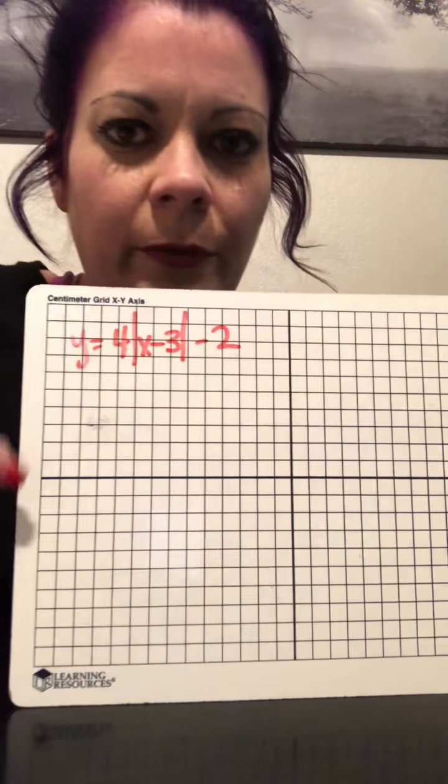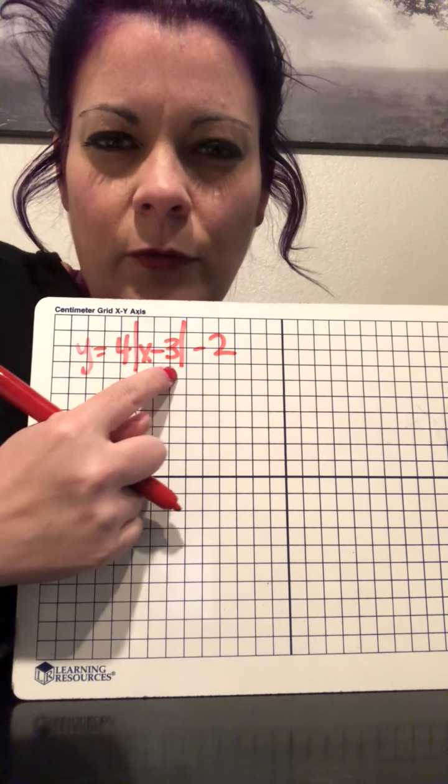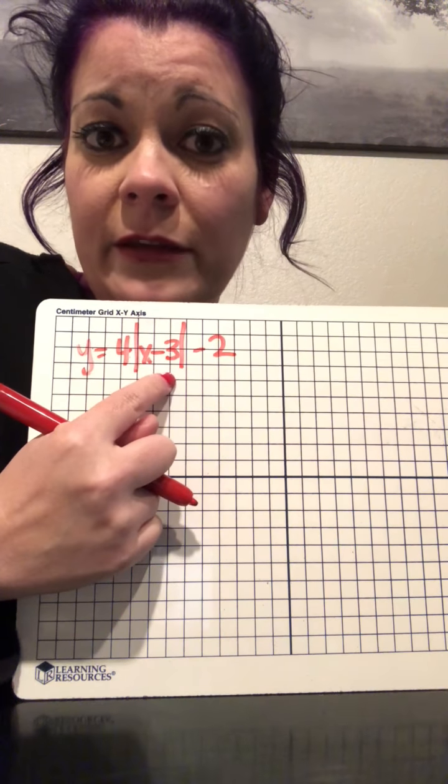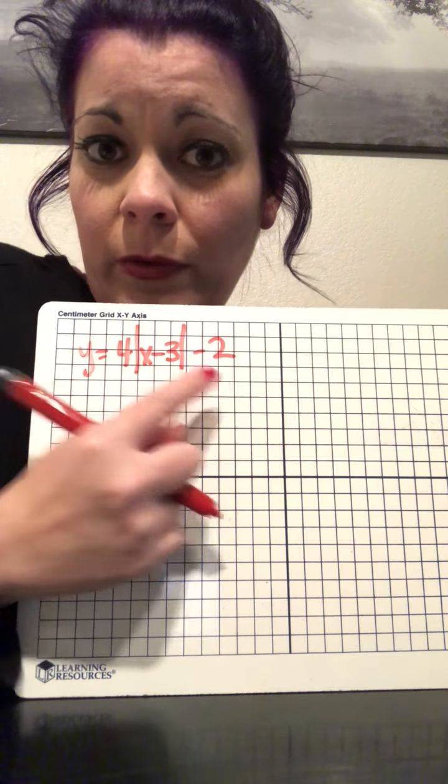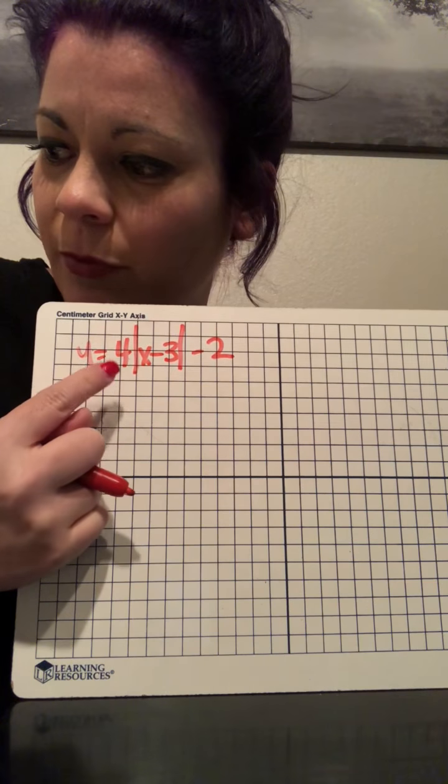Okay? So let's do another one. y equals 4 times |x - 3| minus 2. So remember, this means that we shift right 3, we're going down 2, and the slope is going to be multiplied by 4.